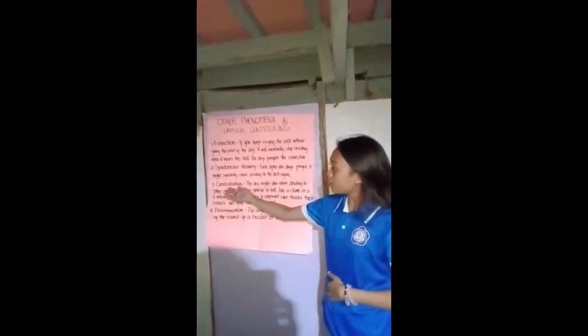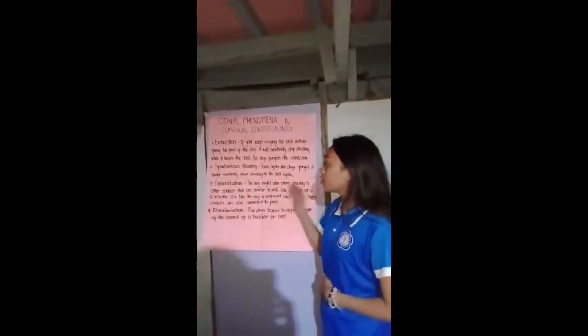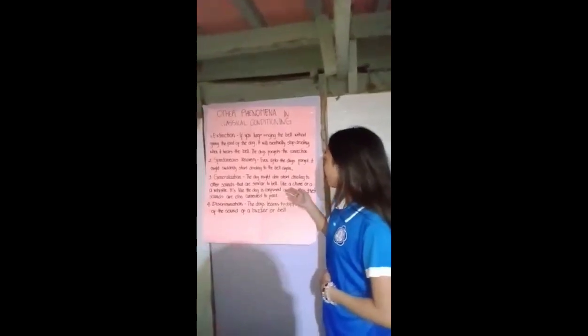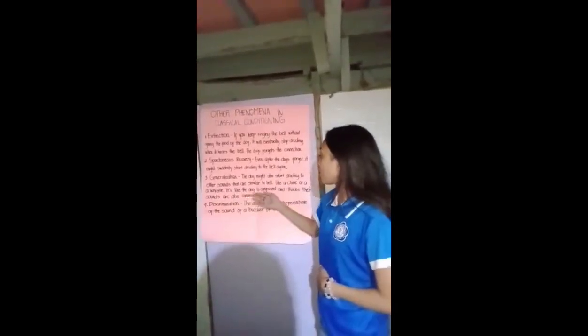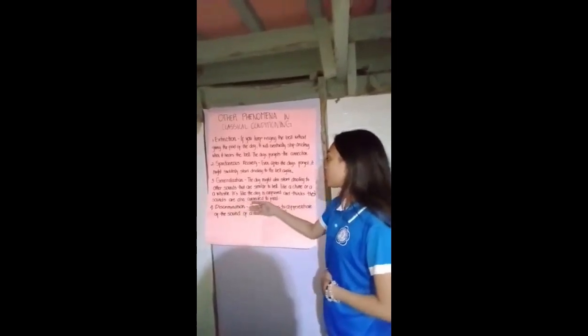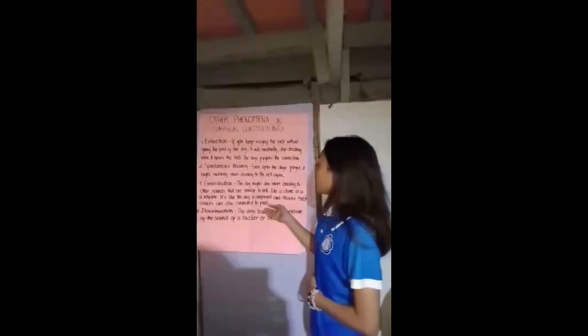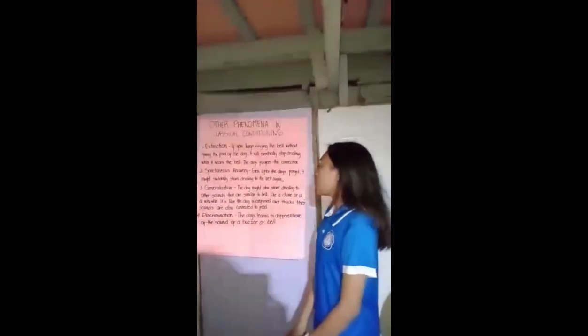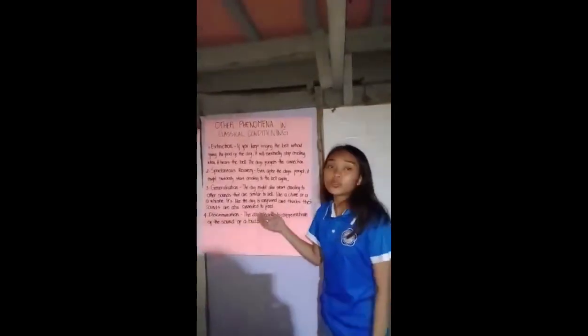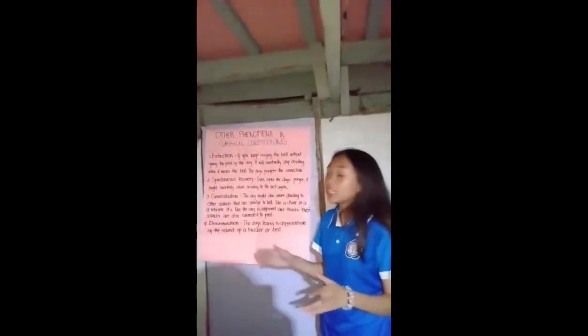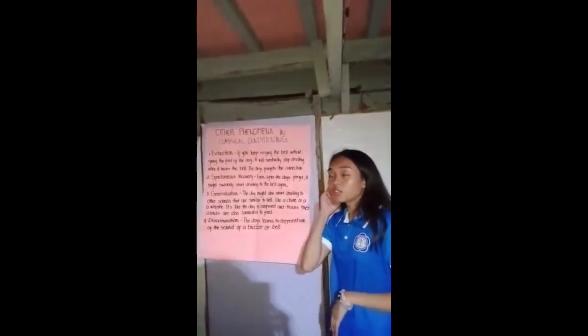Next is generalization. The dog might also start drooling to other sounds that are similar to the bell, like a chime or a whistle. It's like the dog is confused and thinks these sounds are also connected to food. So it generalizes. If it hears a chime or a whistle, it assumes it's a sign that food is coming. Almost every sound it hears signifies that it's time to eat.